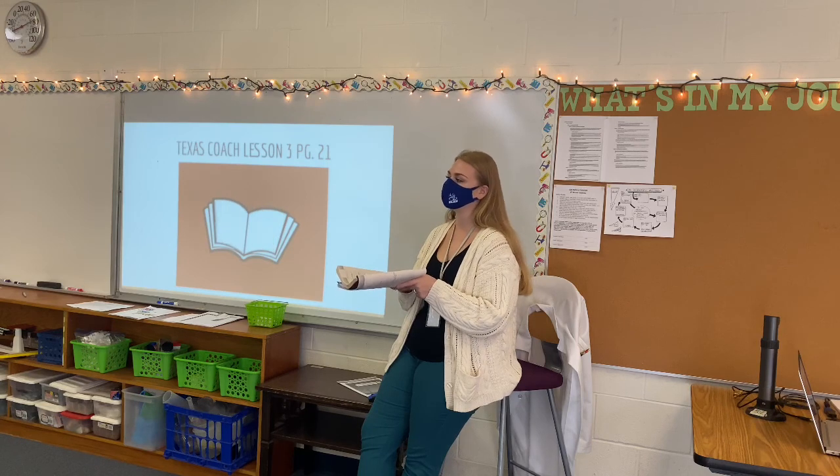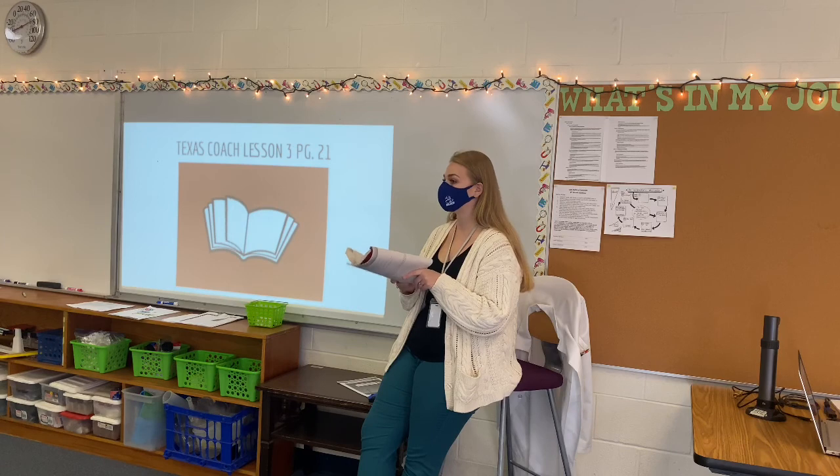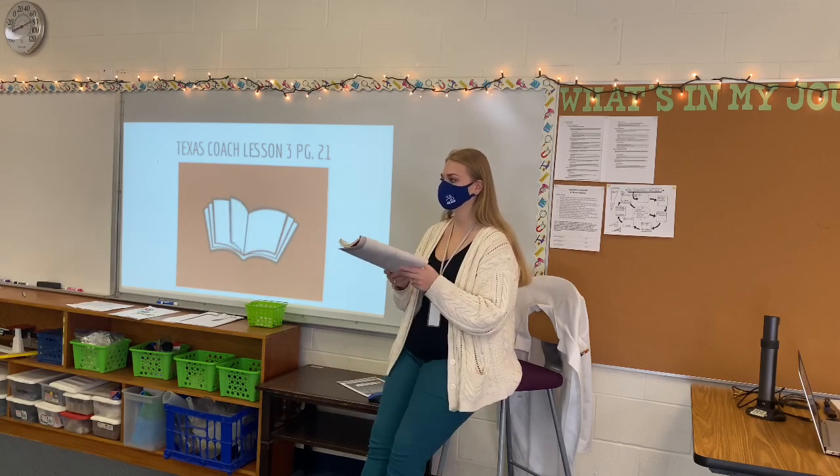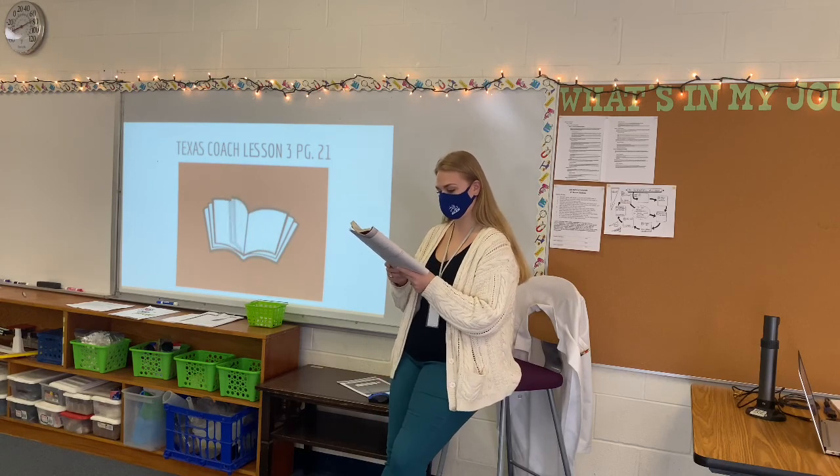Very good. So, states of matter come in three forms: solid, liquid, and gas. You should already know this from last year. Trinity, go ahead. All matter is made up of tiny bits called particles.